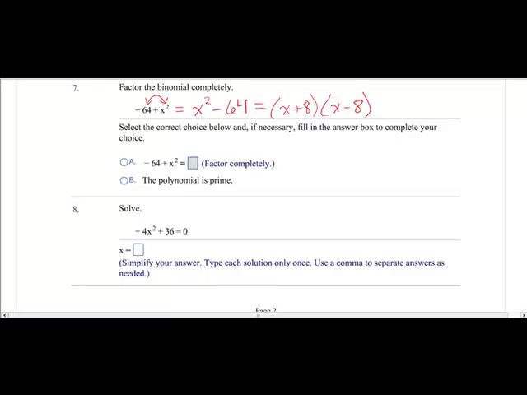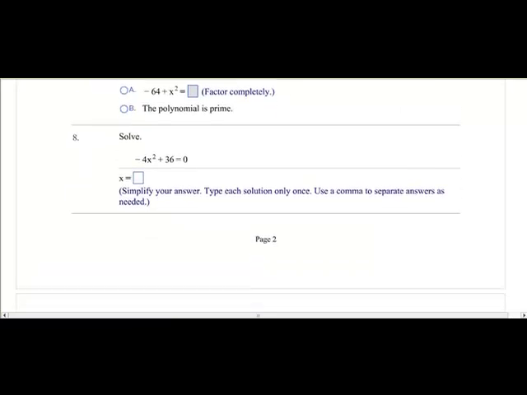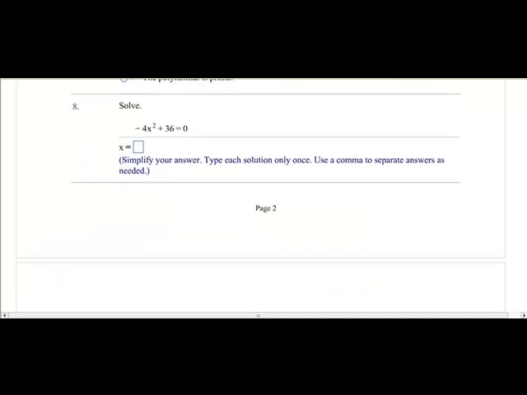Alright, now after 7, we're getting into problems where you actually have to solve. Notice the difference is number 8 has an equal sign. I have negative 4x squared plus 36 equals 0. So now I'm looking to solve. Okay, well, what should I do first? First, I should realize that both of these terms on the left side are divisible by 4, or in this case, negative 4, because that's going to be more helpful. We want to get this negative 4 out of here, so let's factor it out. So it becomes negative 4 times x squared.